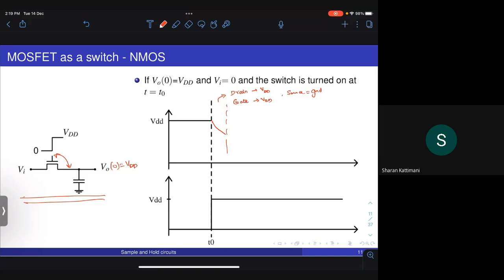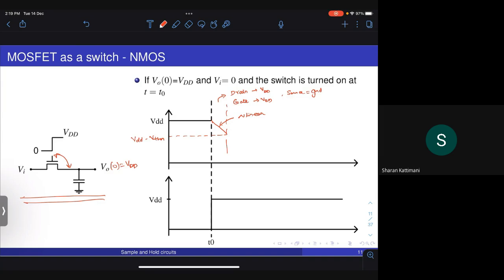So in this case, the transistor is in saturation until the voltage drops to a value which is VDD minus VTHN. Let me write it on this side. Okay, in this region the capacitor discharges more or less linearly, because the transistor is acting like a current source in saturation. It's almost linear. Okay, the discharge is linear. The transistor is actually in saturation.